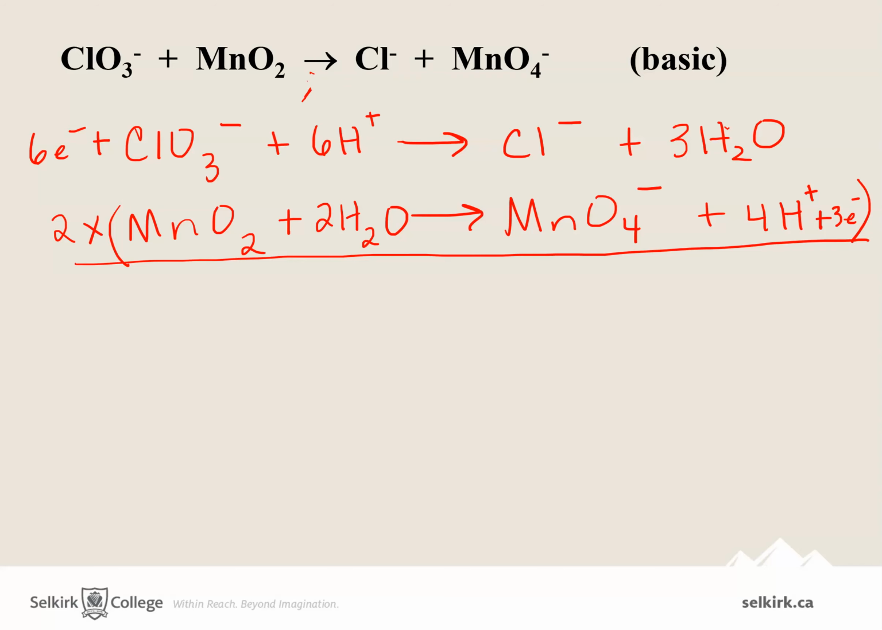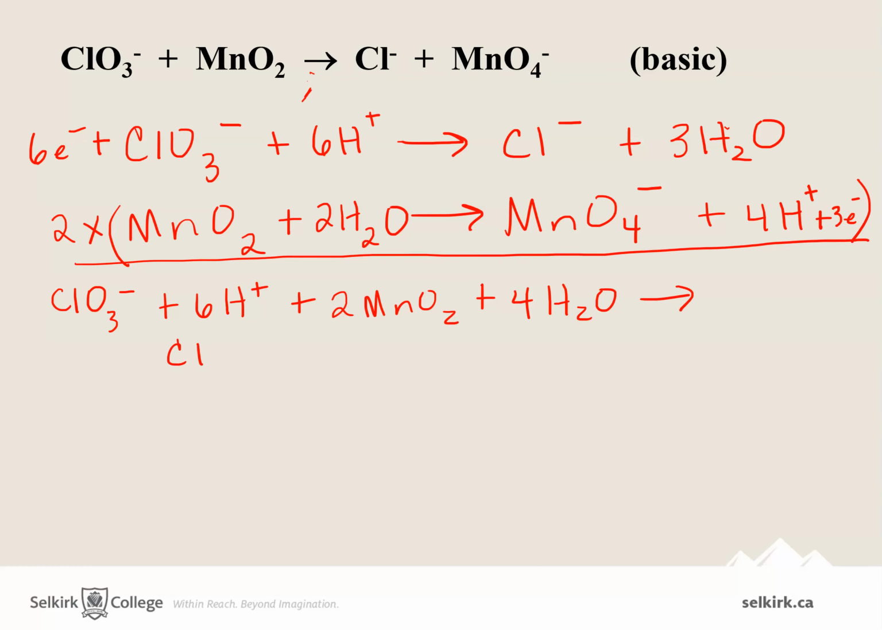But if you want to see them, you do what you need to do to get that confident feeling you want to have. Here I go on the left-hand side. ClO3 minus plus 6 H pluses plus 2 MnO2 plus 4 H2O. And on the product side, chloride plus 3 waters. And remember, we're doubling everything in the second half reaction. That's 2 MnO4 minuses and 8 H pluses.